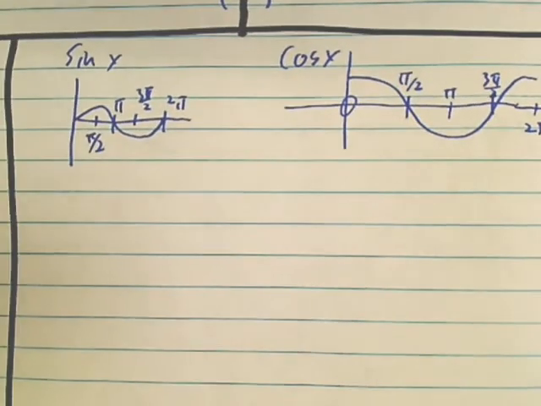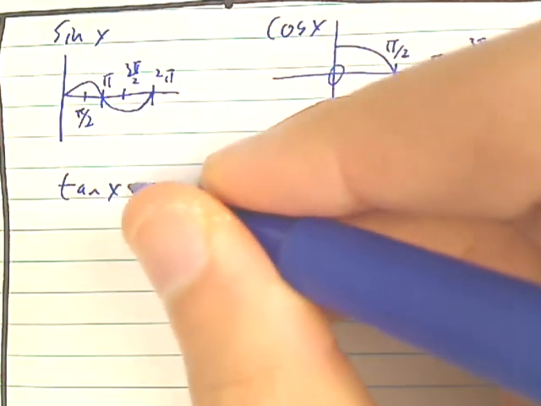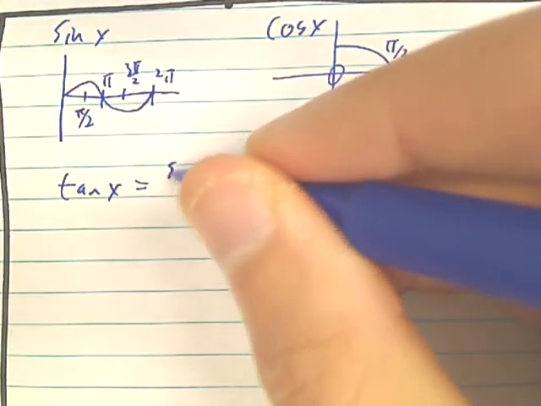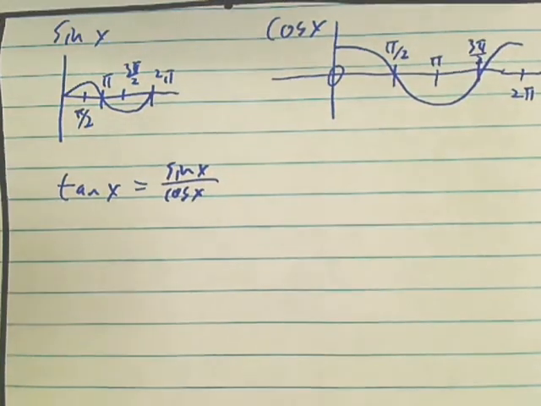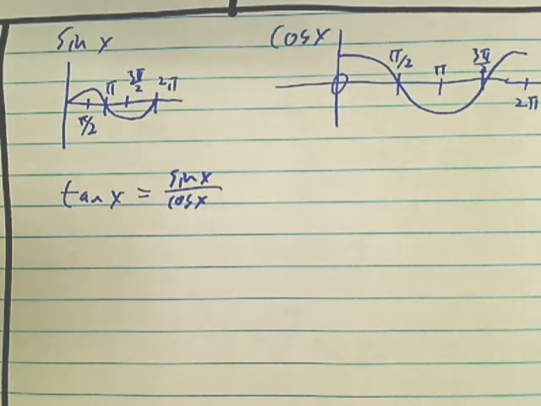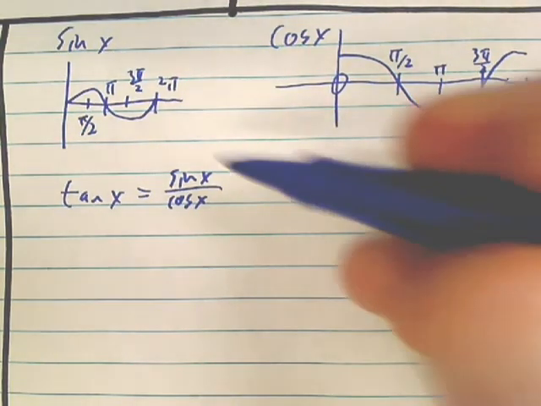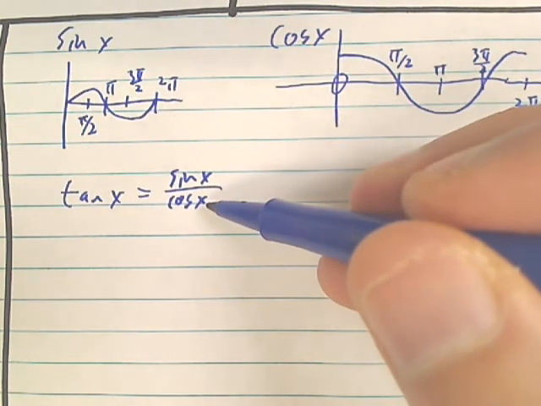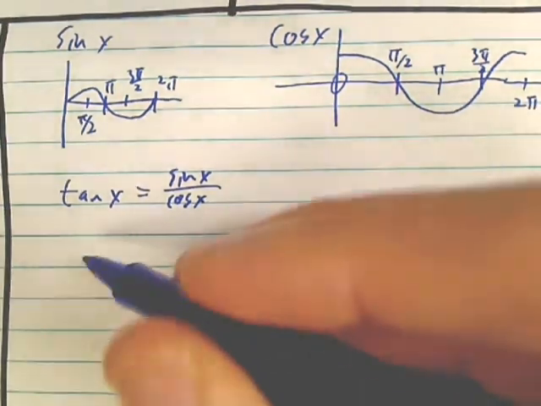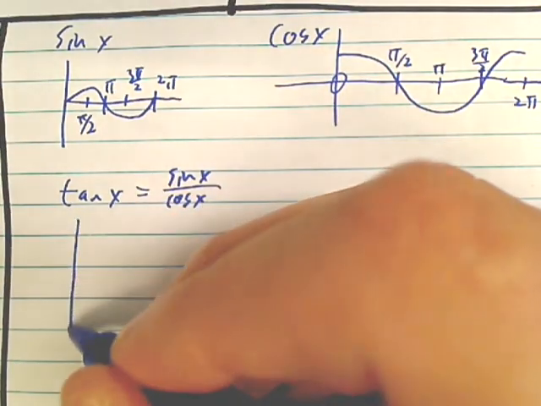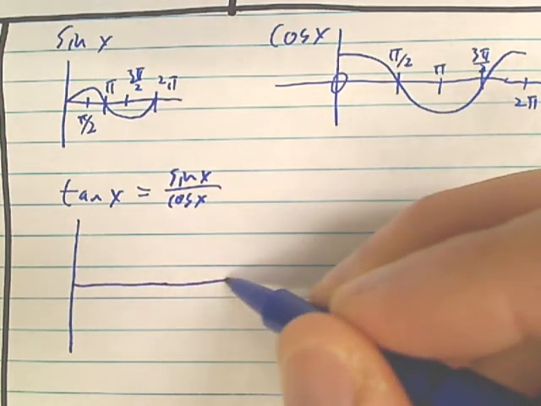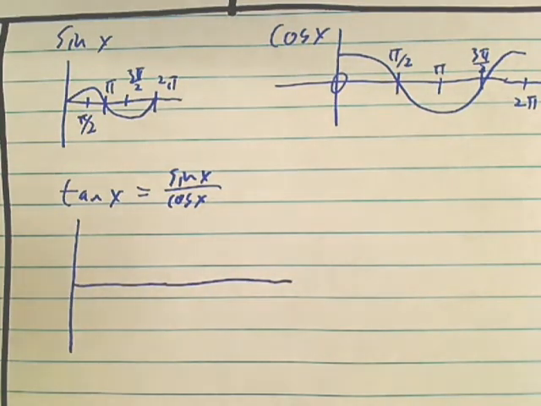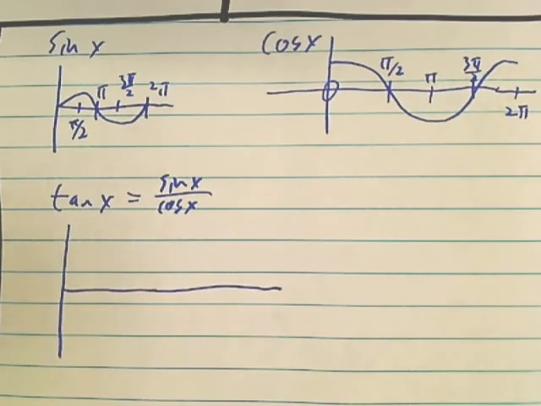So let's start with tangent. And let's use this identity. Tangent x equals sine x over cosine x. Tangent is the value of sine divided by the value of cosine. So let's go ahead and start. The same points are going to be important: the 0, the pi over 2, the pi, 3 pi over 2, and 2 pi. We're going to use those same values.